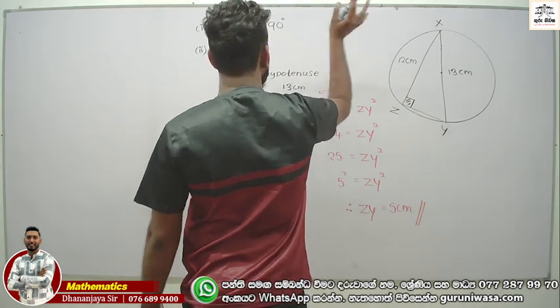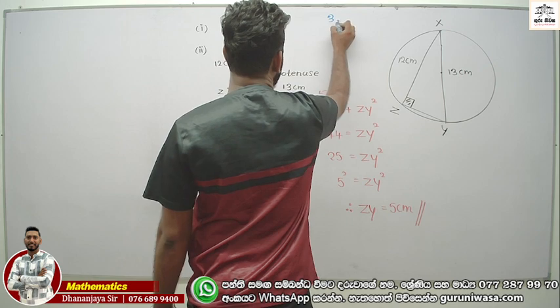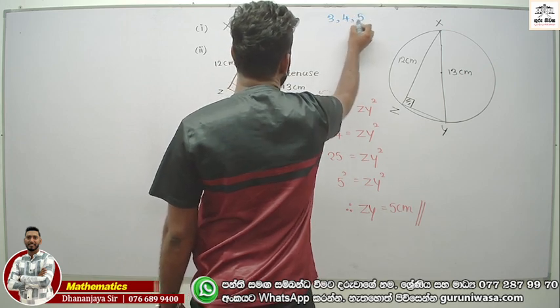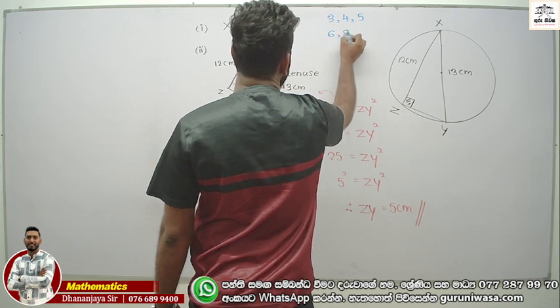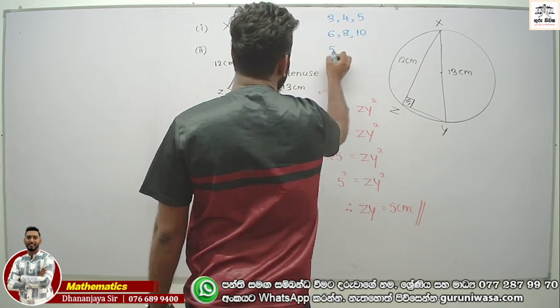Yeah, because the Pythagoras relationship is a very easy thing. There are 3 special scenarios. 3, 4, 5. Okay, 6, 8, 10. And the 5, 12, 13.